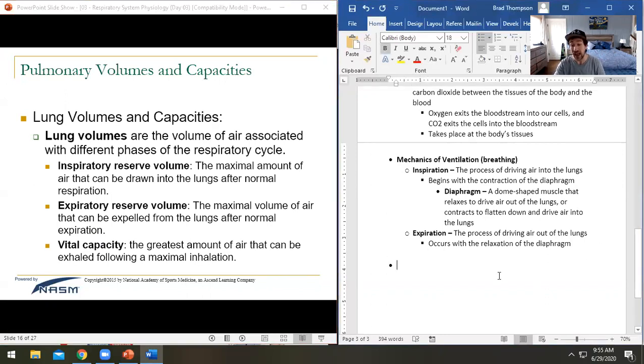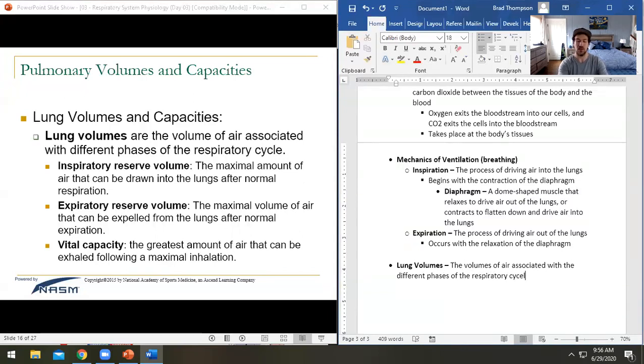So let's go ahead and look at how training our clients can actually affect those pulmonary volumes. So your lung volumes, we've got a couple different volumes here. These terms honestly don't come up all that often, but in case this becomes something that you are actually measuring, maybe in a lab setting, we'll go ahead and mention them. So our different lung volumes, we've got a couple different versions here. These are the volumes of air associated with the different phases of the respiratory cycle.